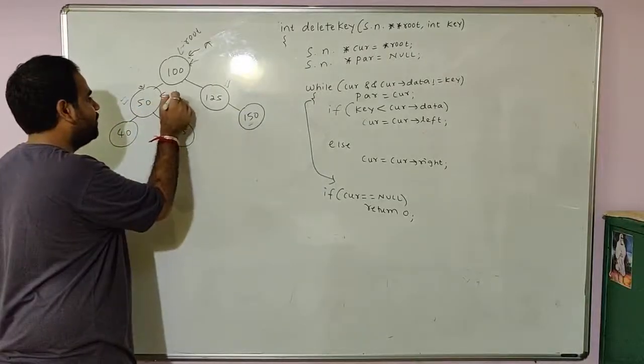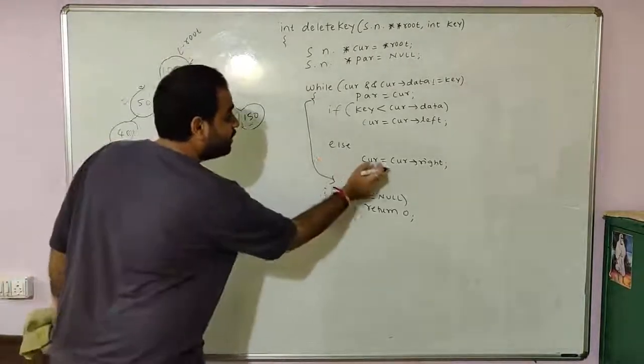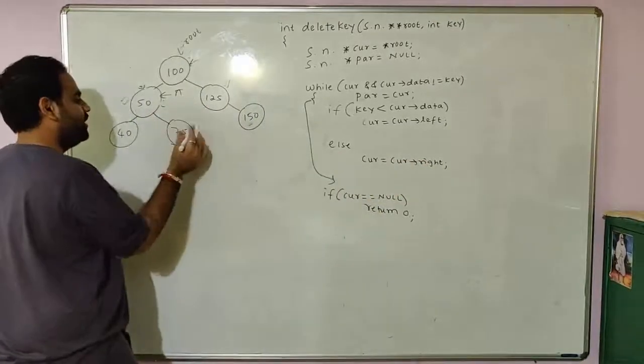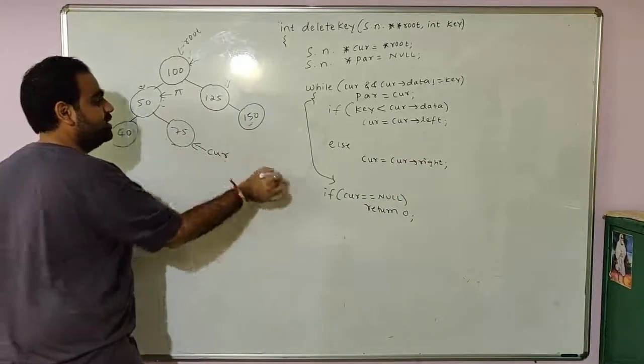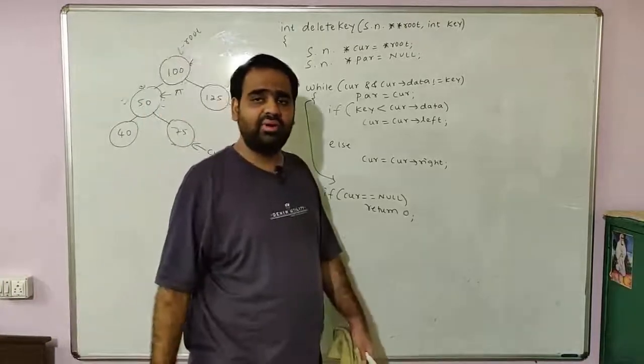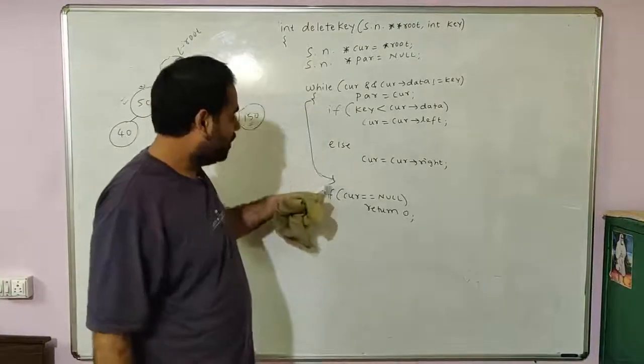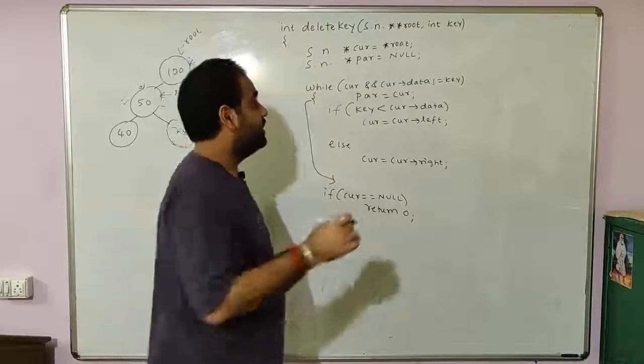You say parent equal to current. Now 75 is greater than 50, therefore you say current equal current arrow right. Go back, current not null, yes. Current arrow data is 75, not equal 75 is false. You come out, is current equal to null? No, the current is not null.